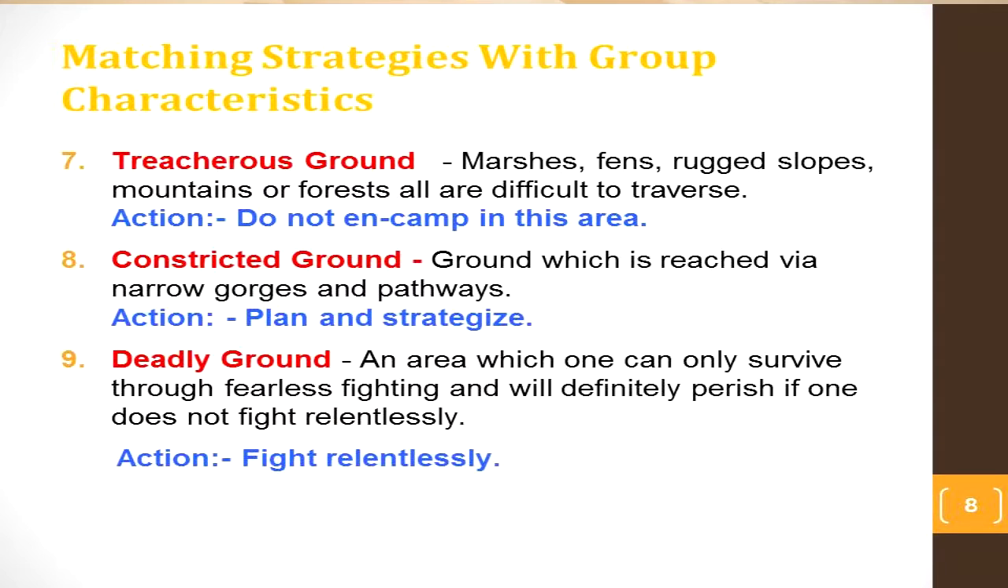Constricted ground. This ground can be reached through a narrow valley and pathway. So, what's the action? The action here is the army must come up with a plan and strategies on how to move in this ground. Why do they have to be careful? Because the enemy will be preparing for them as the pathway is narrow.